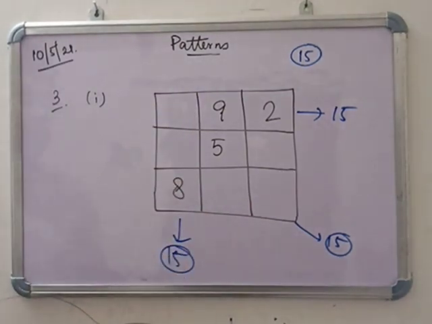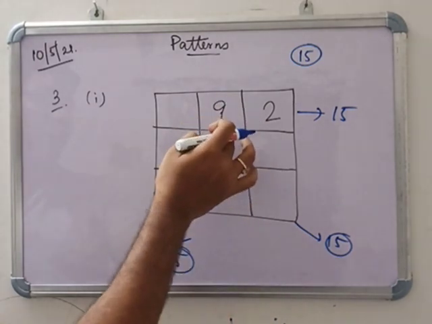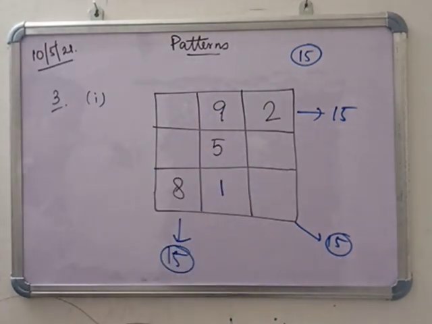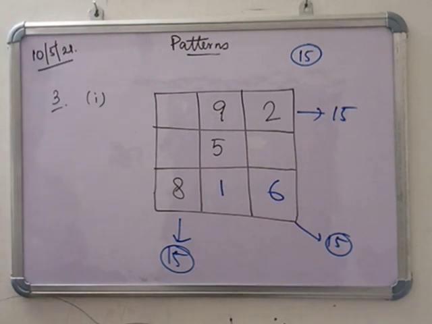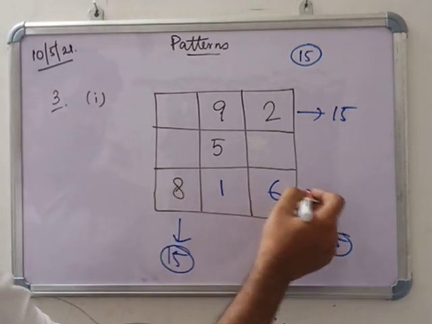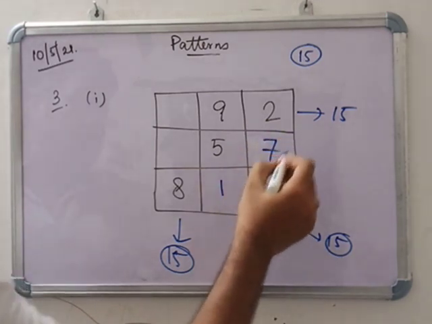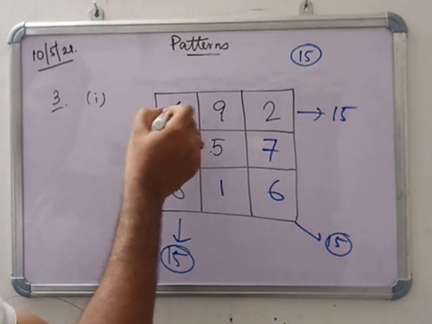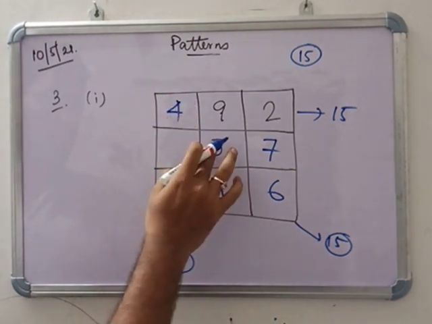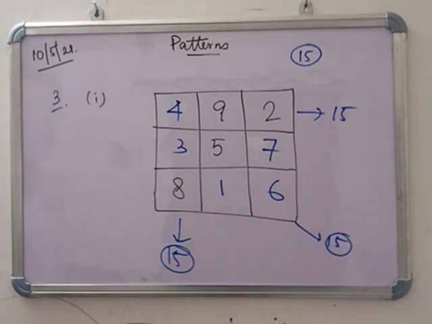Now see that this is 1. 9 plus 5, 14. 14 plus 1, this is 15. Now this is 6. If this is 6, this is 15. Now 6 plus 2, 8. This is 7. 6 plus 5, 11. This is 4. And this is also 3. Now take all of this.